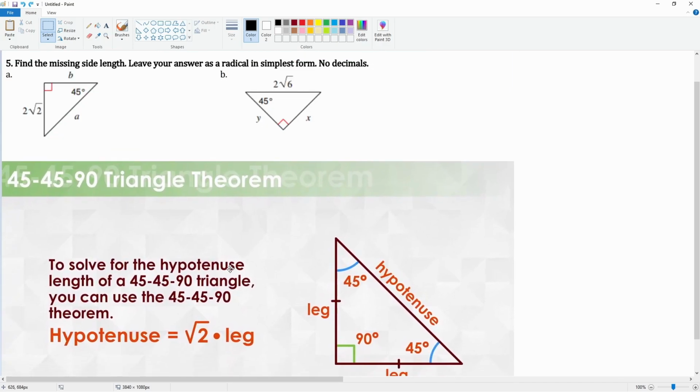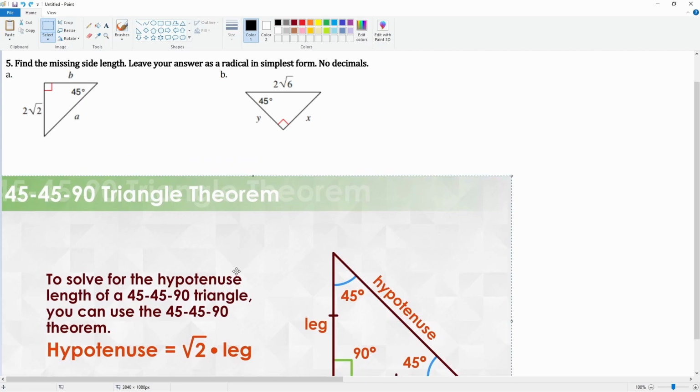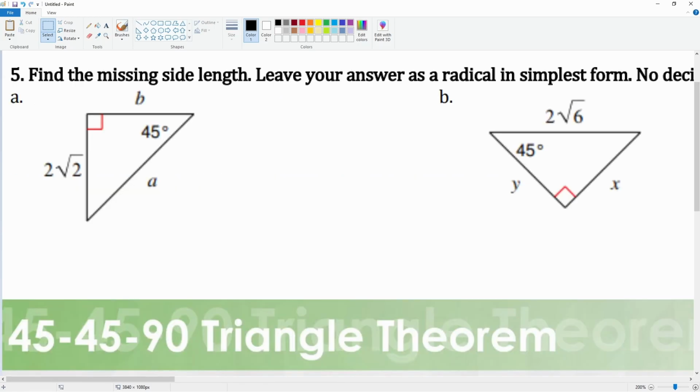This is the property of the 45, 45 triangle. The hypotenuse is equal to the square root of 2 times the leg. The legs are just the sides of the 45, 45 triangle. So we can do A here using that property. The one side is 2 radical 2, and the other side is also the same, so B is 2 radical 2.